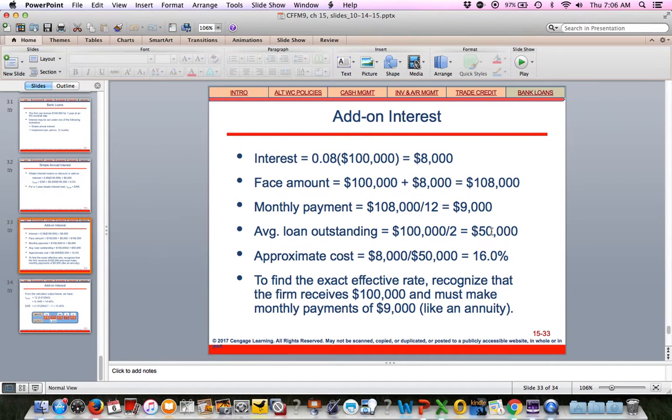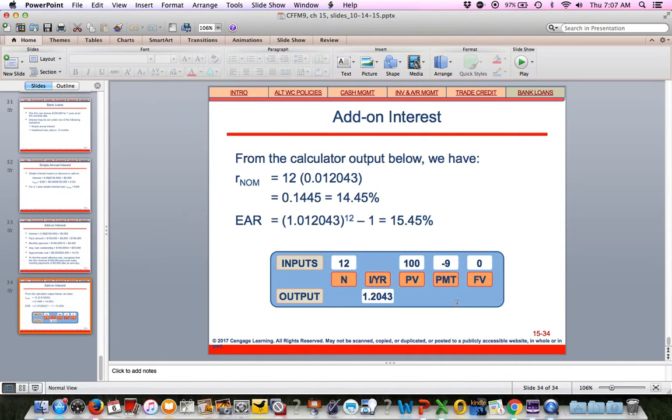Add-on interest is a little bit different calculation. 8% of 100,000 is 8,000. The face amount of 100,000 plus the 8,000 gives 108,000, divided by 12 to get a $9,000 monthly payment. The average loan outstanding would be 50,000, and the approximate cost would be 16%. To find the exact effective rate, recognize that the firm receives 100,000 and must make monthly payments of 9,000 like an annuity.